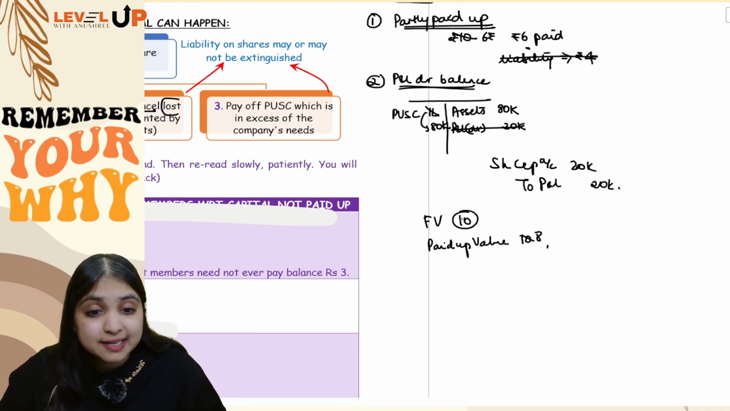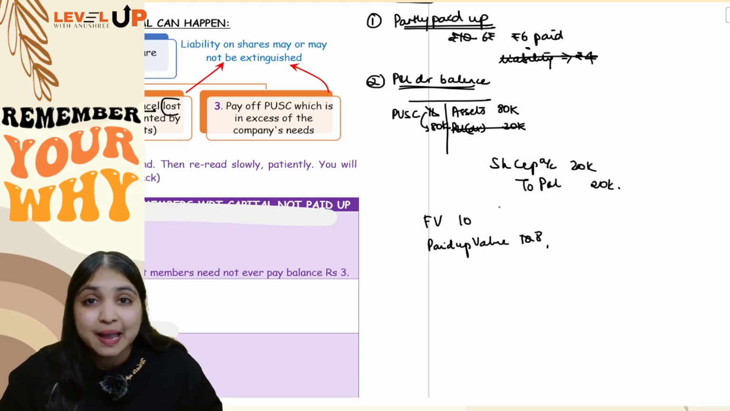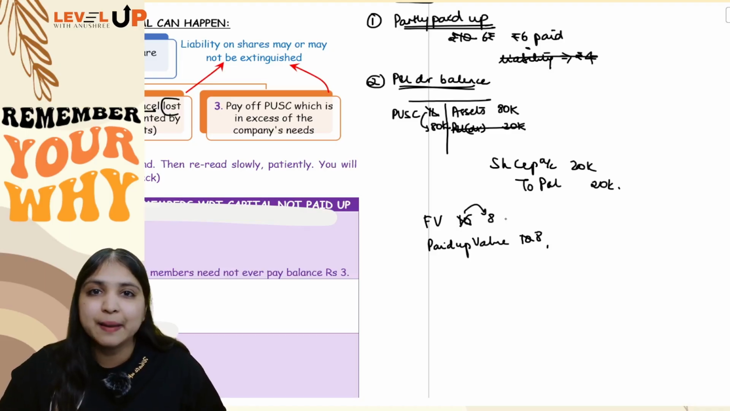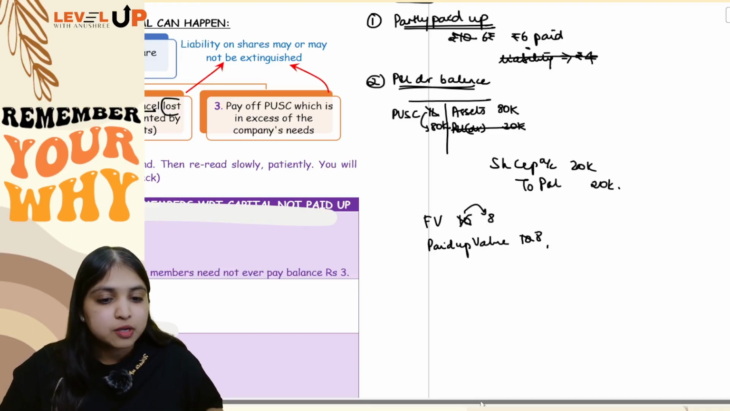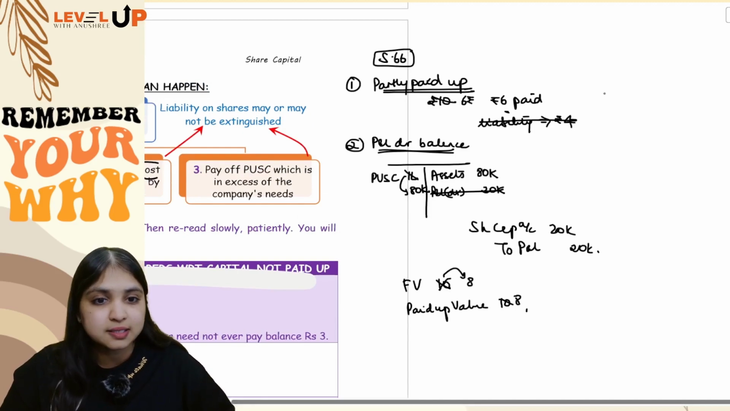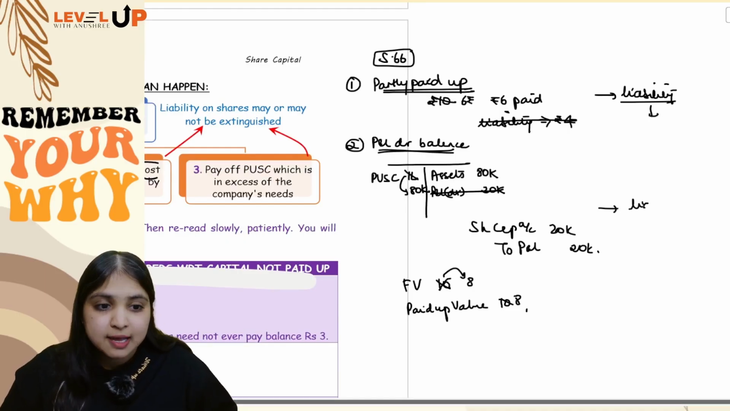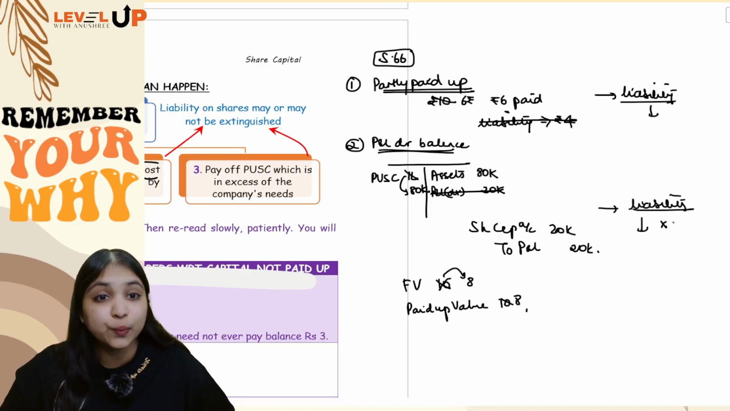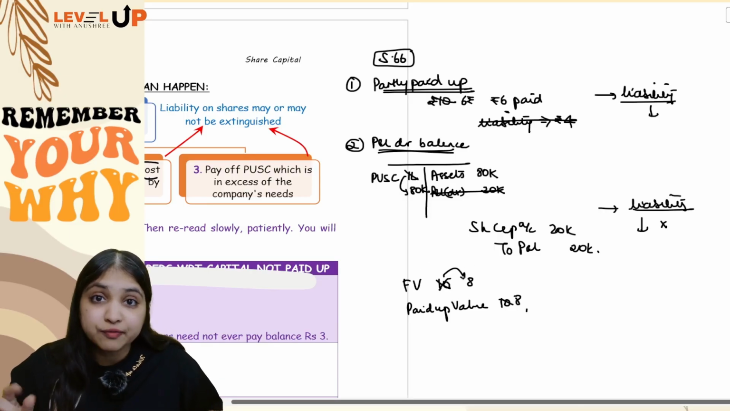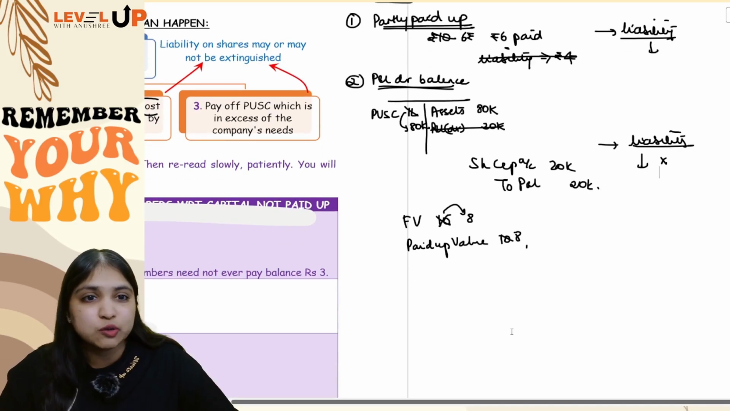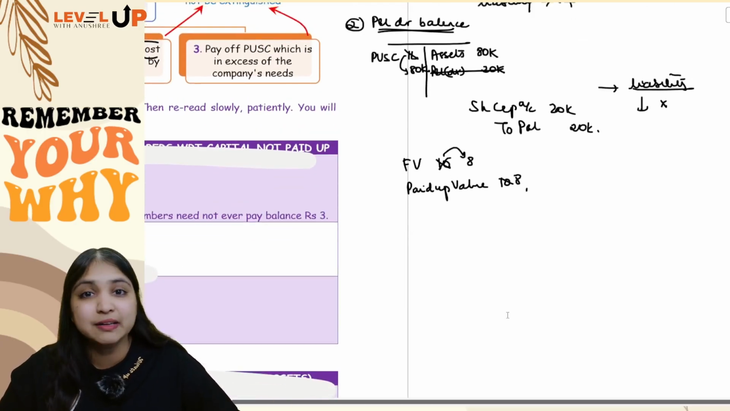Now if the company lets the face value stay 10 itself, then the liability of members is not extinguished. But if the face value is also reduced to 8, then the liability of members will be extinguished. So if you look at the methods, in the first method, the liability of members will always reduce. In the second method, the liability of members may be extinguished, it may not be extinguished, it depends. If the company reduces the face value also to the same extent, then the liability will reduce. If the company doesn't reduce the face value to the same extent, then the liability will not reduce.